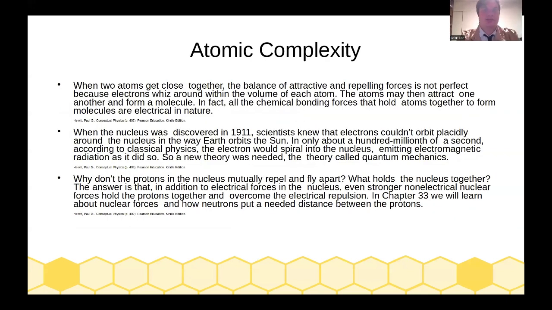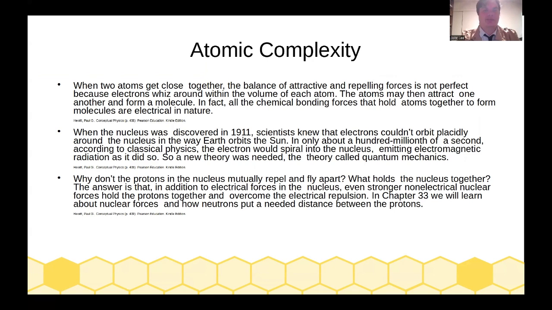When two atoms get close together, the balance of attractive and repelling forces is not perfect because electrons whiz around the volume of each atom. The atoms may then attract one another and form a molecule. In fact, all chemical bonding that holds atoms together to form molecules is electrical in nature.